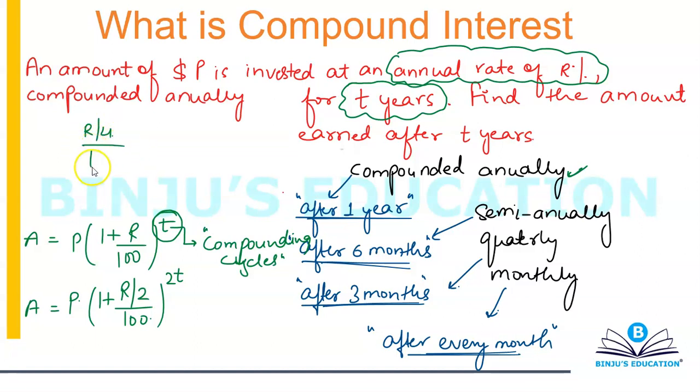So it's 1 plus R by 4 by 100, and in the power you're going to have 4T. Because you'll be receiving interest 4 times in 1 year, so in T years you'll be receiving interest 4T times. Multiply this by P and this will become your amount.